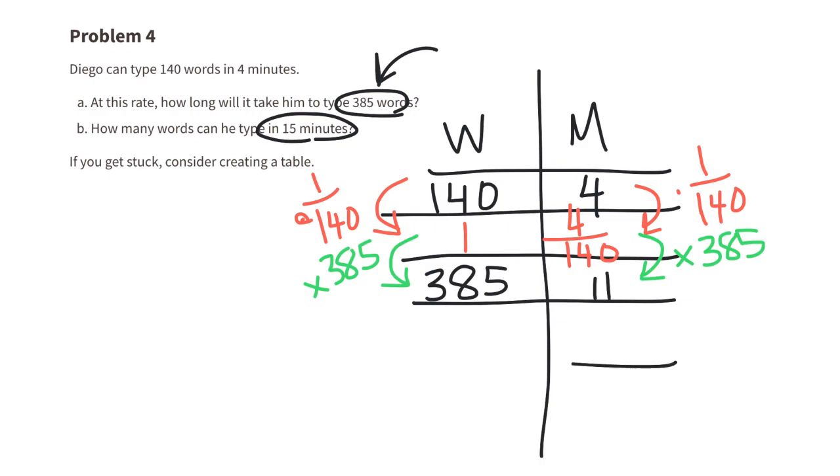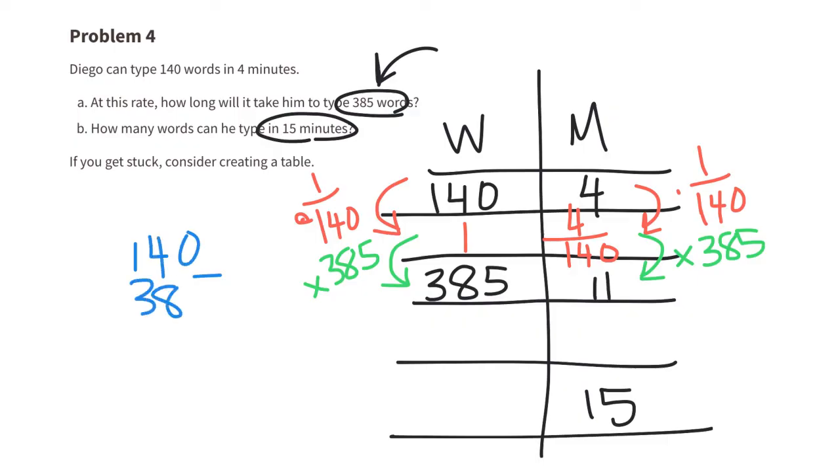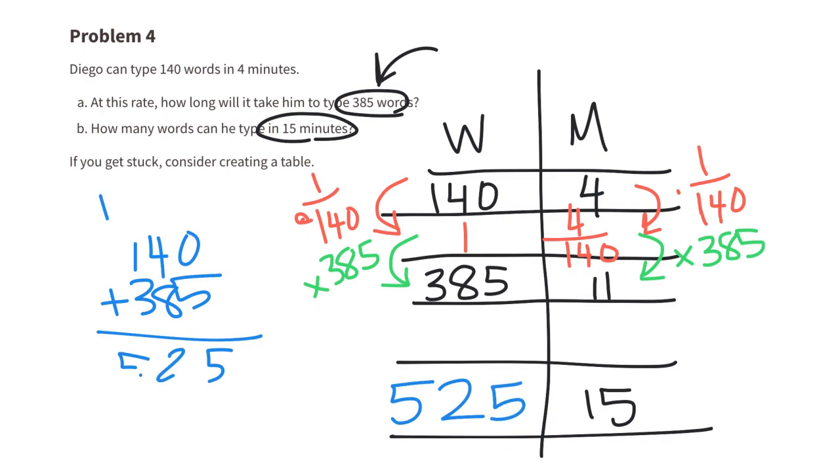So that means I need to get the minutes to be 15. Well, here's a nice little cheat. In 4 minutes, he does this many words. In 11 minutes, he does this many words. So if we add 4 plus 11, we get 15. So what are we going to do over here? We're going to add 140 plus 385. When you add those together, you get 525 words in 15 minutes. So there's our first answer.